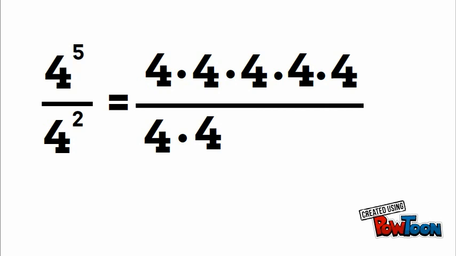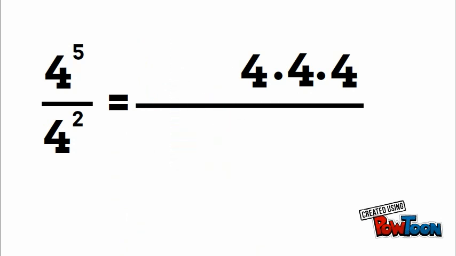Now we can cancel out numerator and denominator pairs because we know they'll equal 1. So we have 4 divided by 4, we can get rid of that. And another 4 divided by 4 that we can get rid of, leaving us with 4 times 4 times 4. We write our answer as the integer exponent, so we have 4 to the 3rd power.